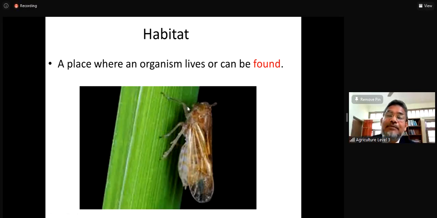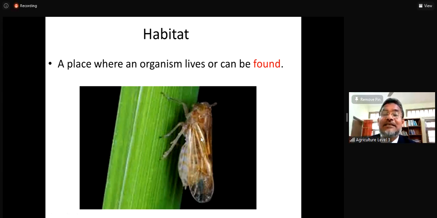If you take this brown plant hopper to the jute field or sugarcane field, or release them in that particular field, it will not find it a good place to live. So that organism will not stay there or will not survive there. That is not the habitat. Jute plant is not the habitat. Sugarcane is not there. Cotton is not a habitat for this brown plant hopper. So this organism will be found in the rice field, or rice is the habitat for this particular organism.